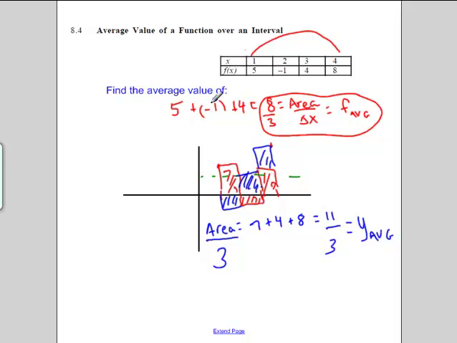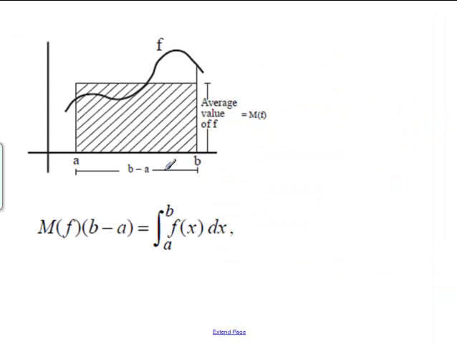To use calculus, this idea of finding an area is the integral, and this is a review. We've done this before. If I wanted to find the average value, this value here, we're calling that average value M of f, M for the mean value, so the average. If I take this mean value and multiply it by b minus a, here's my mean value, here's my b minus a, and what I get is this area.